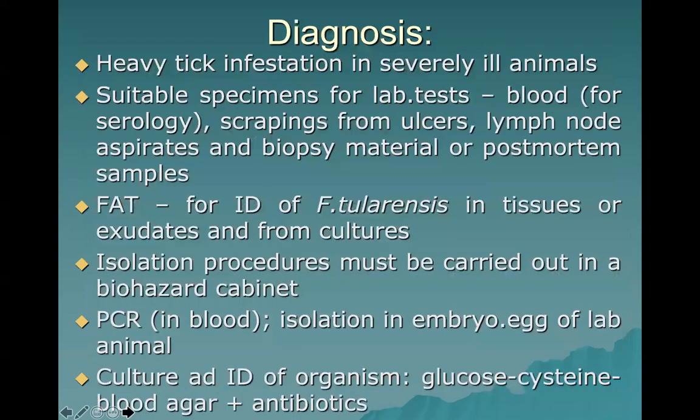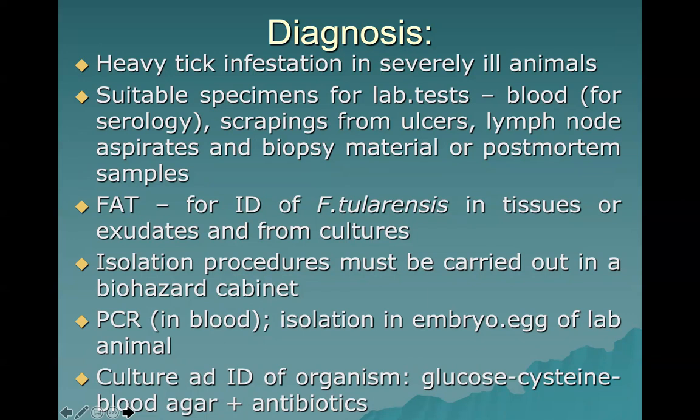How do we diagnose this among severely ill animals with heavy tick infestation? We can submit different samples or specimens for laboratory testing: blood for serology, scrapings from ulcers, lymph node aspirates, and biopsy material or postmortem samples. The fluorescent antibody technique is used for identification of Francisella tularensis in tissues or exudates and from cultures.